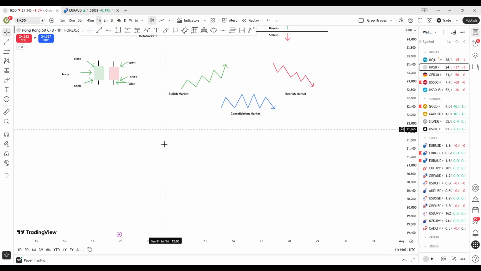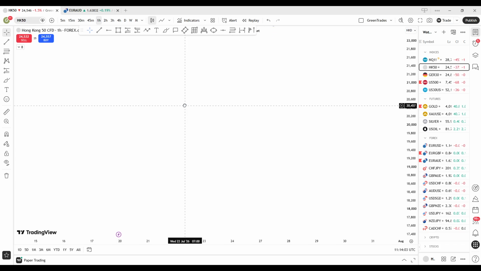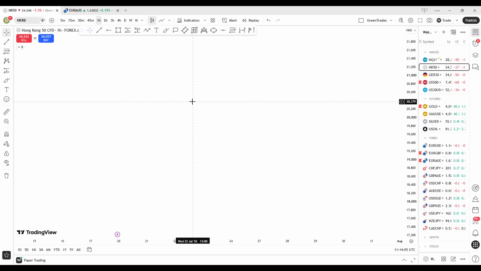So what are we doing today? Today we're still going to continue with the trend, and I may be able to start with the indication of the market.